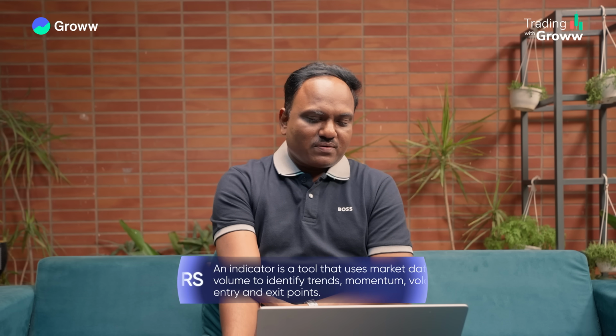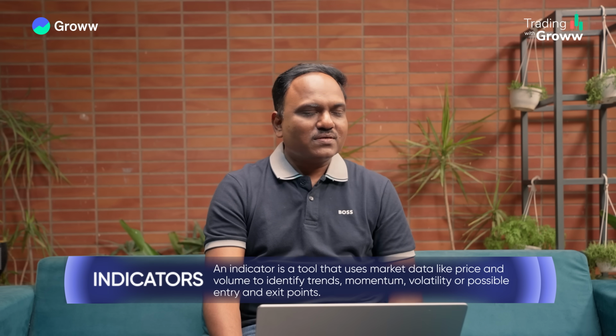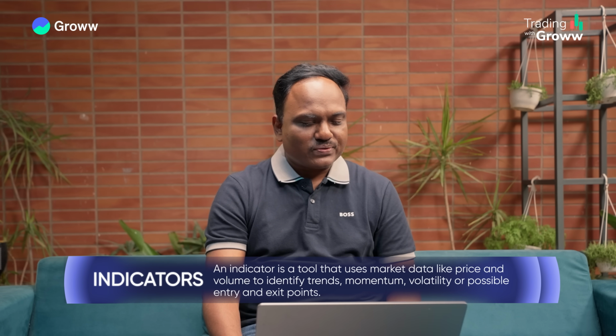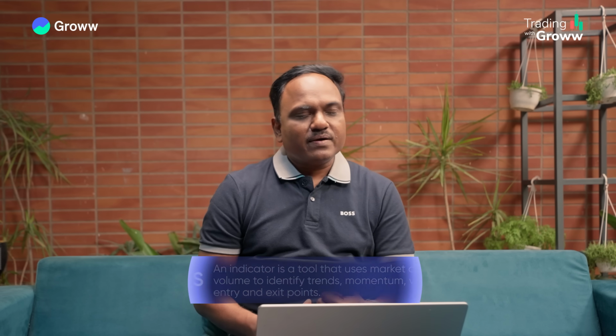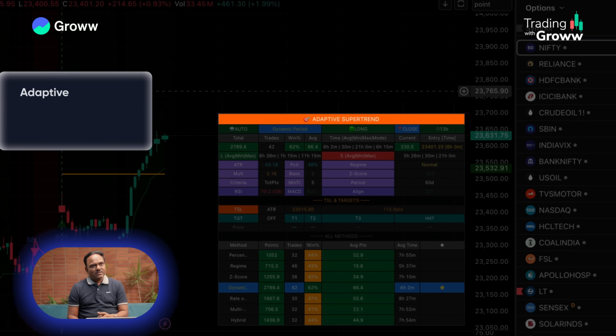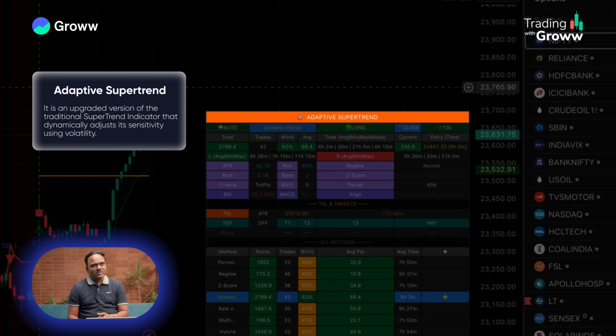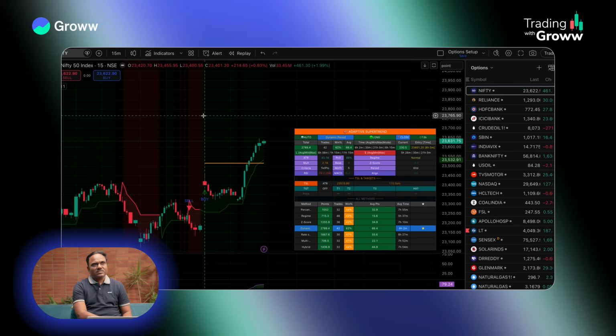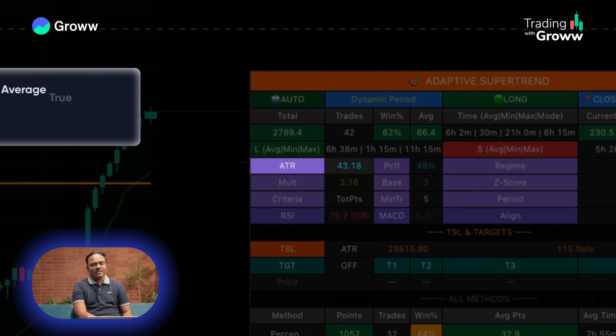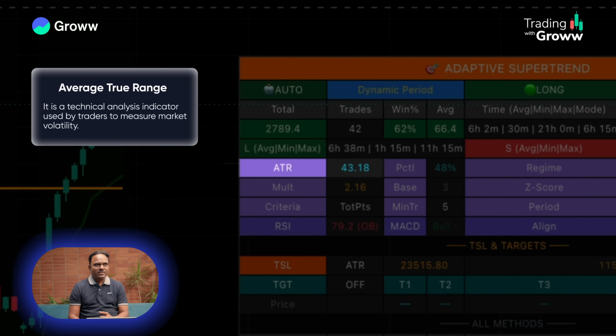So I built one indicator on the TradingView, which is freely available for everybody to use. This is called adaptive super trend. This is a little different than what a normal super trend does. Normal super trend, I think most of the traders would know, is based on the ATR. There is a multiplier and then the factor. ATR stands for average true range.